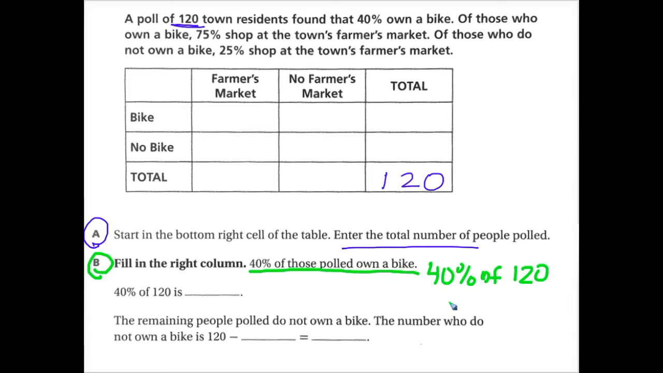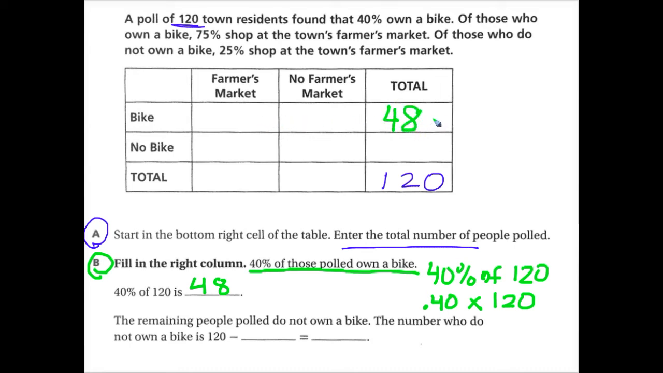Now when you're multiplying percents and numbers, we want to turn our percent into a decimal. 40% becomes 0.40. Of is multiplication, 120. So when you multiply 0.40 times 120, you get 48. That means 48 people of the poll owned a bike.